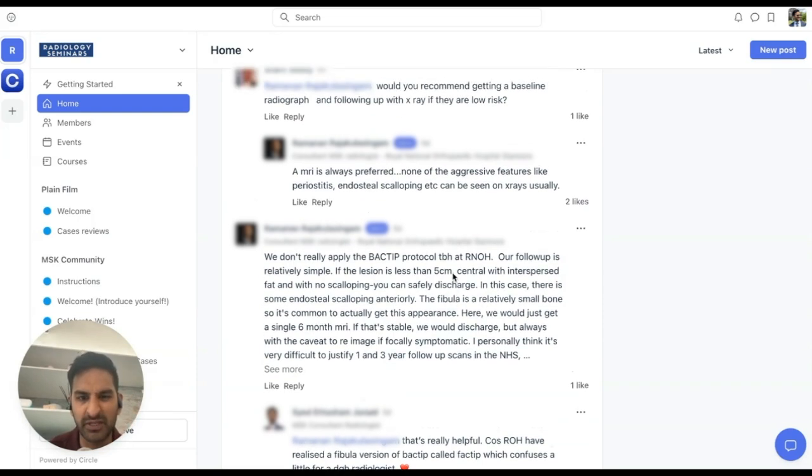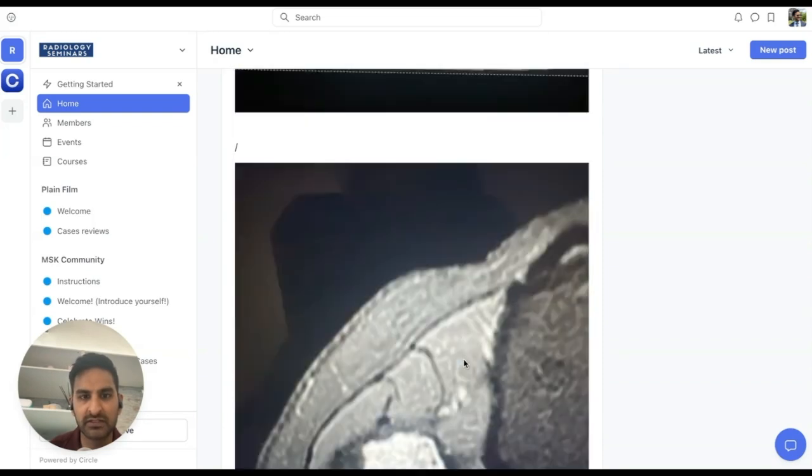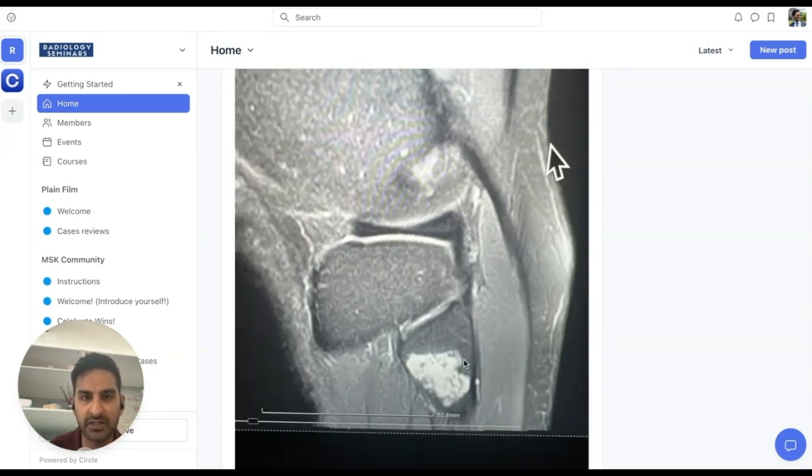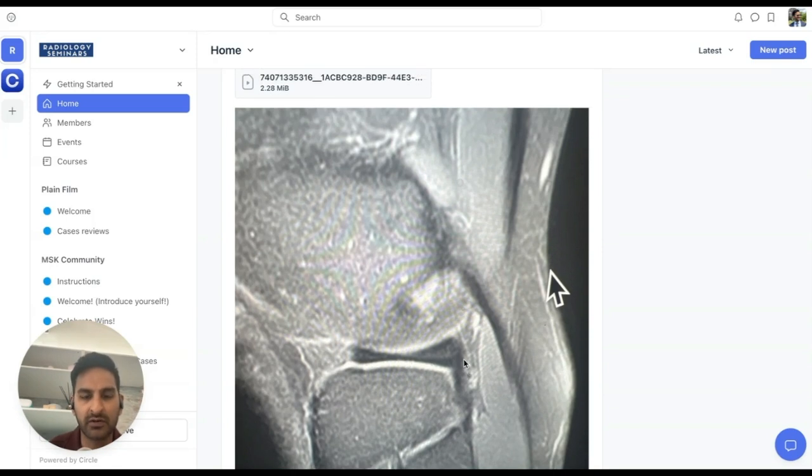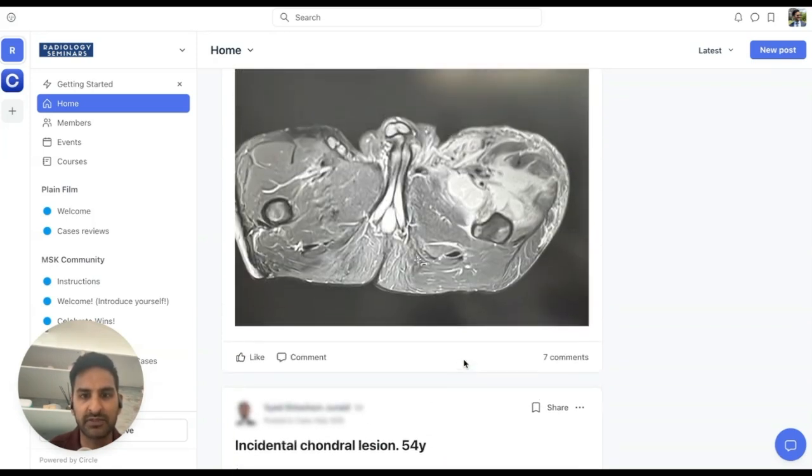It looks quite big actually, and is not quite central. So in that particular case, you'd do a single 6-month follow-up. And if it's stable, then you end up discharging. So quite interesting, actually. It's definitely worth talking about, mentioning, describing, and then knowing that there are criteria for safe follow-up of this particular patient.